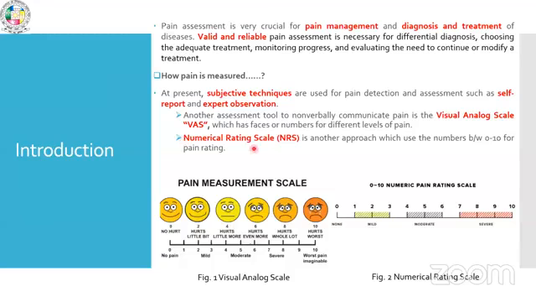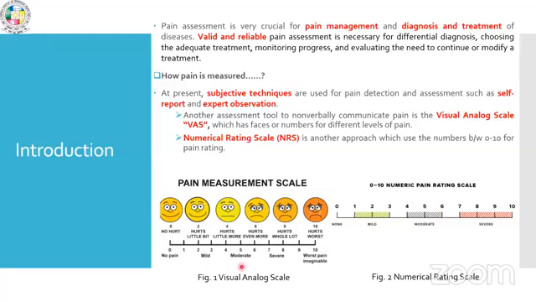Then another method is the numerical rating scale. In the visual analog scale, you can see these are the symbols. Facial symbols are there, while in the case of the numerical rating scale, there are numbers given for the pain range. Say if the patient is reporting the pain at a rating of 1 to 3, it is a mild pain. If the patient is reporting from 4 to 6, then it is moderate. If the patient is reporting from 7 to 10, it is a severe pain.